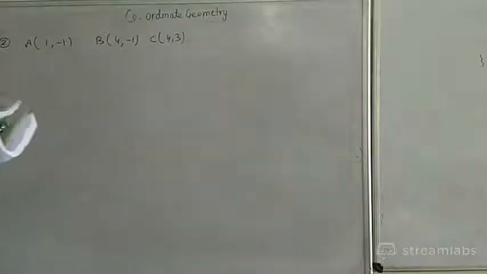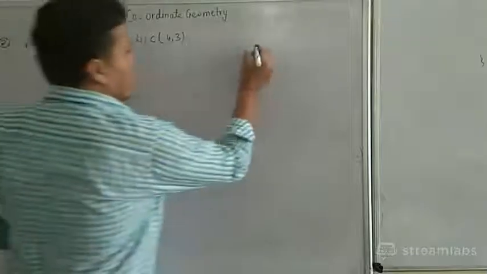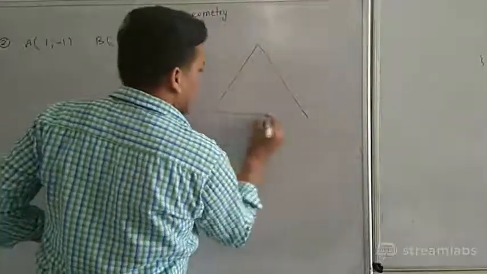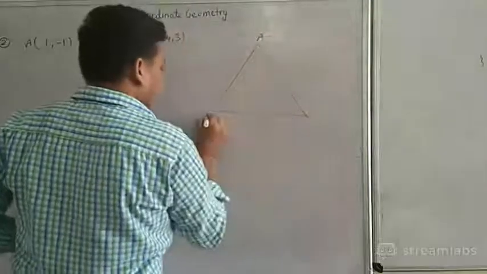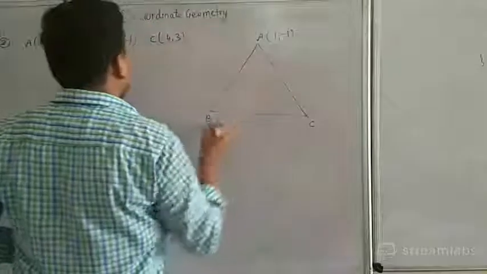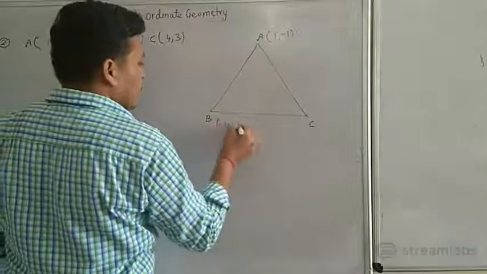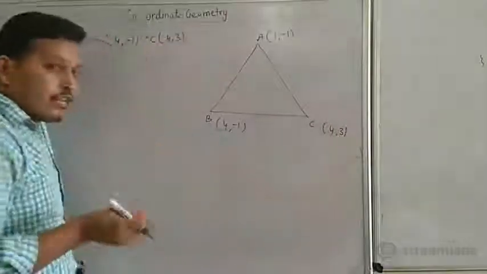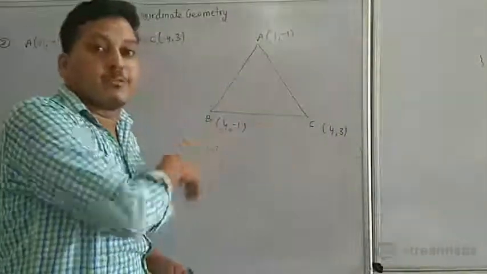Find the midpoints of the sides of a triangle, a triangle whose vertices are A, B, C. First of all, write the coordinates: A is 1, minus 1, B is 4, minus 1 and C is 4, 3. Question is find the midpoints of the sides of the triangle.